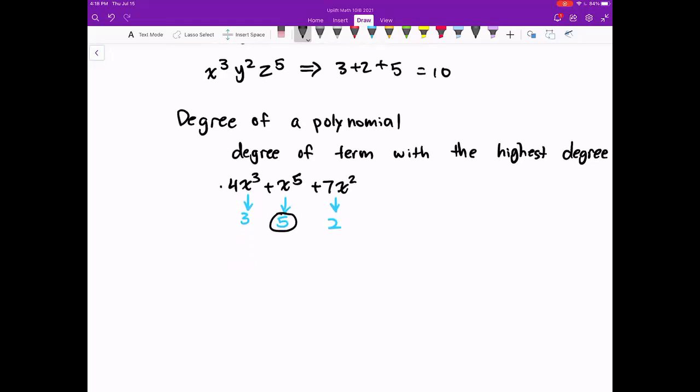So we should do another example. We can have 5x squared plus x cubed y squared subtract 6x squared y cubed. Again, we find the degree of each term. For the first one, it's 2. For the second one, it's 3 plus 2, which is 5. And for the last one, it's 2 plus 3, which is 5 again.